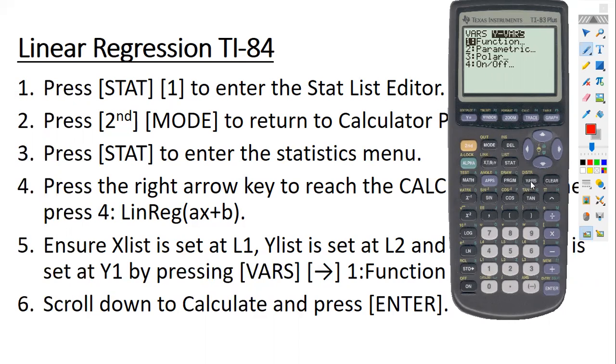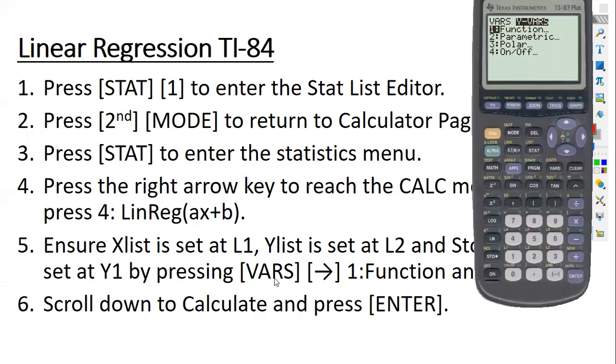Okay. So, vars. You're going to go down to where it says Y-vars. Yes. And now you're going to go to vars. You're going to arrow over, and you're going to press 1 for function, and then you're going to press 1 for Y. Yours, again, looks different than mine because it's a newer version. Does it say Y1? Then you're good.